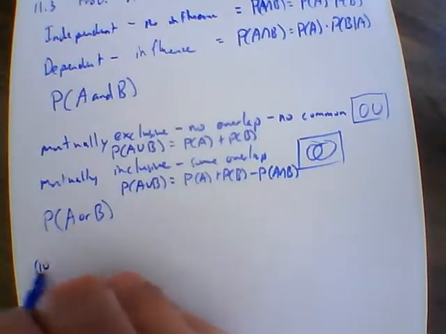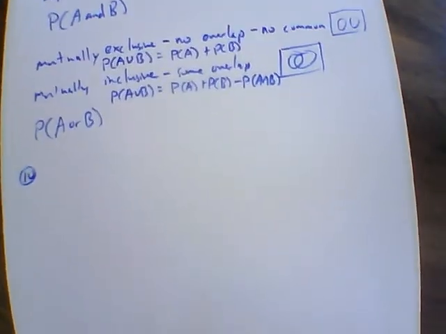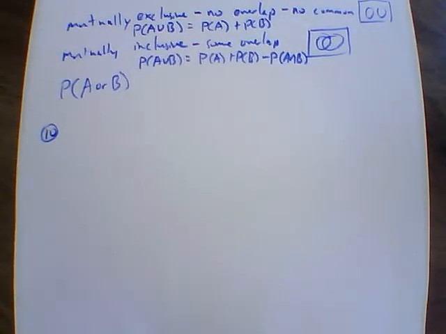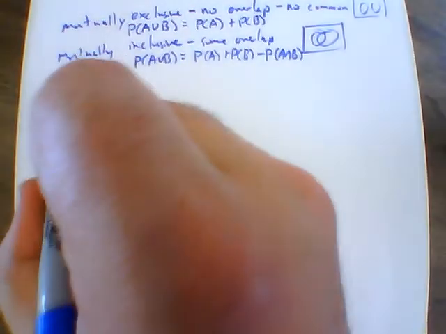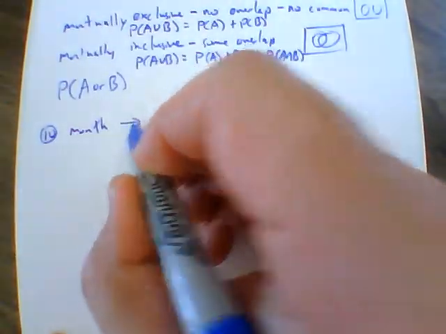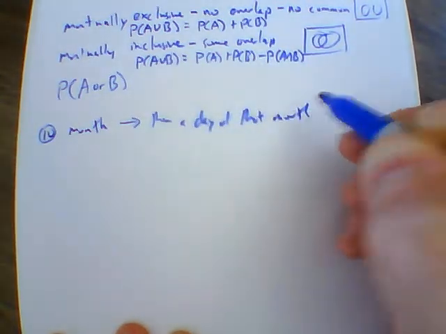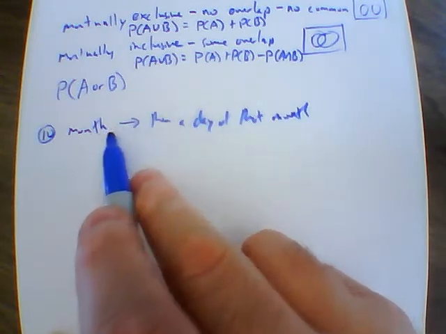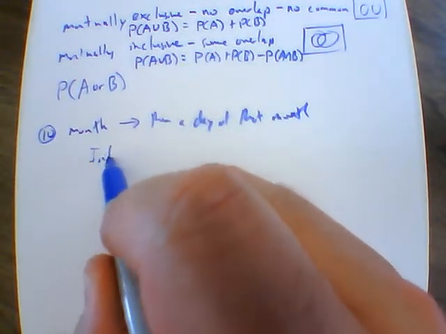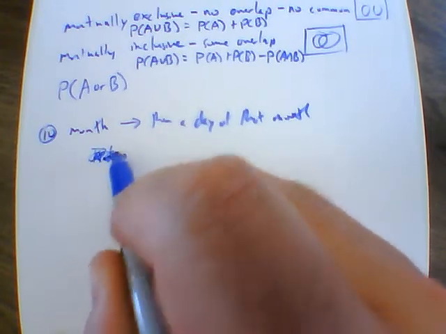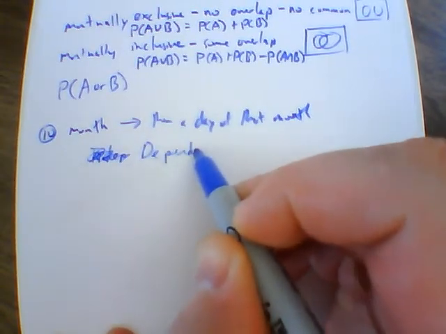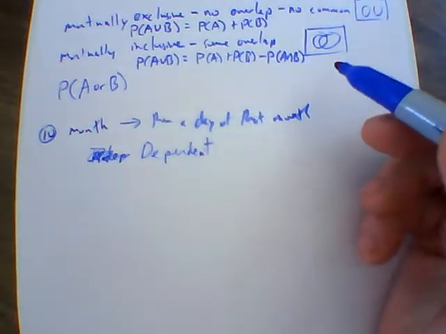So let's look at number 10. Number 10 asks us to consider whether the trials are dependent or independent. So a month is selected at random. A day of that month is selected at random. So we're going to select a month, then a day of that month. So if we consider this, this is going to be a dependent event.